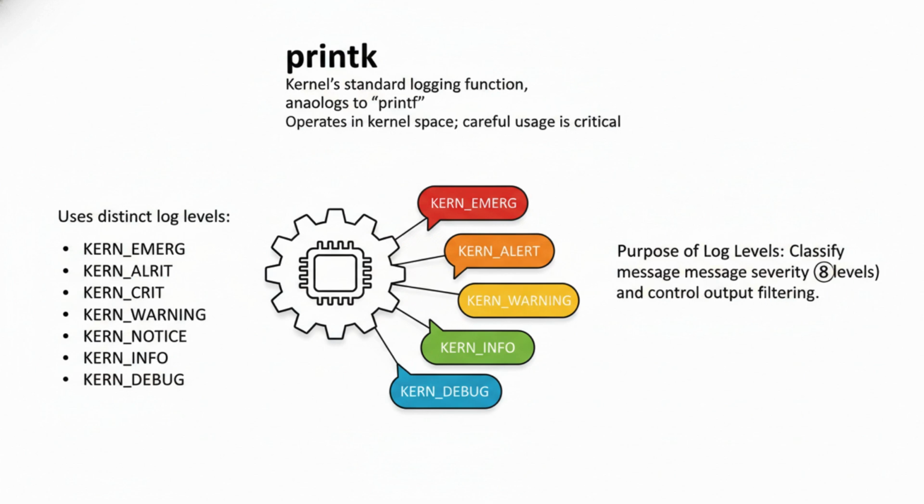These 8 predefined log levels are prefixed to the message string, allowing the kernel to classify the severity and urgency of each message. This classification is vital for filtering messages, helping administrators and developers quickly identify critical issues without being overwhelmed by less important debug output, thereby providing a structured approach to kernel event monitoring.